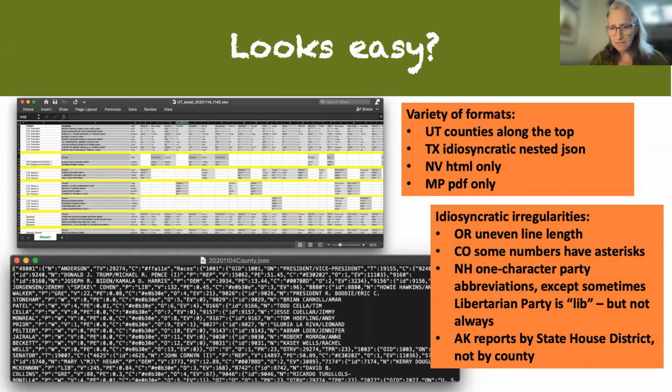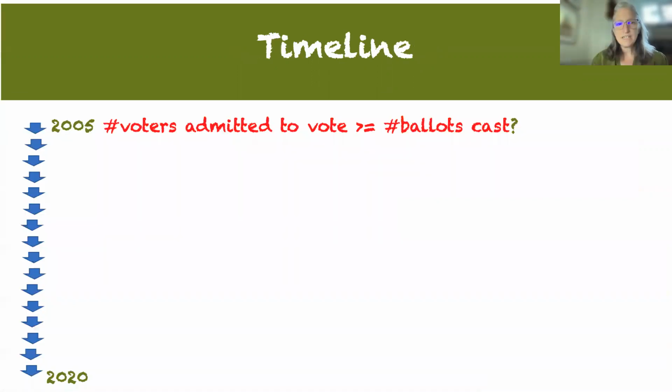All right, so that is the vote visualizer. And again, it is available publicly on the web at verifiedvoting.org. All right, so the next thing that I want to talk about is the timeline of the vote visualizer. How did it come to be?